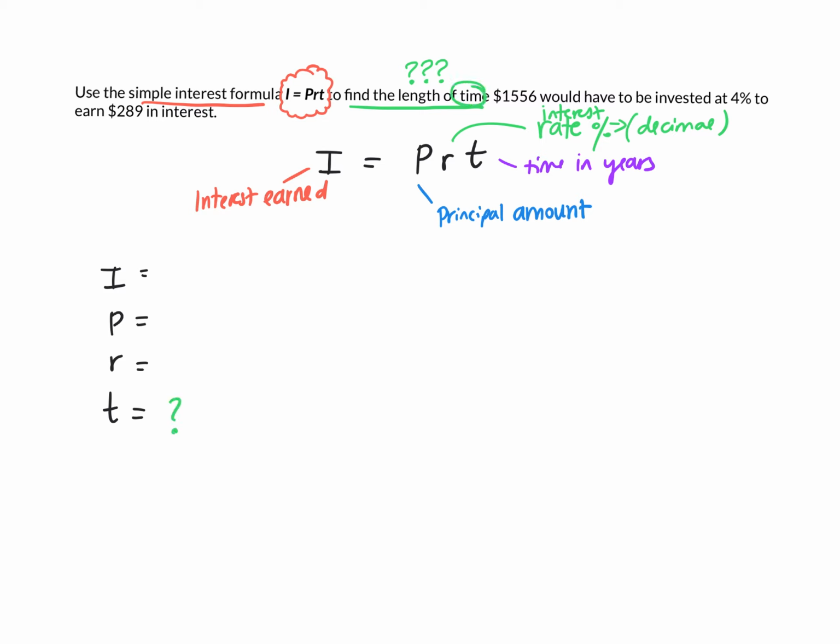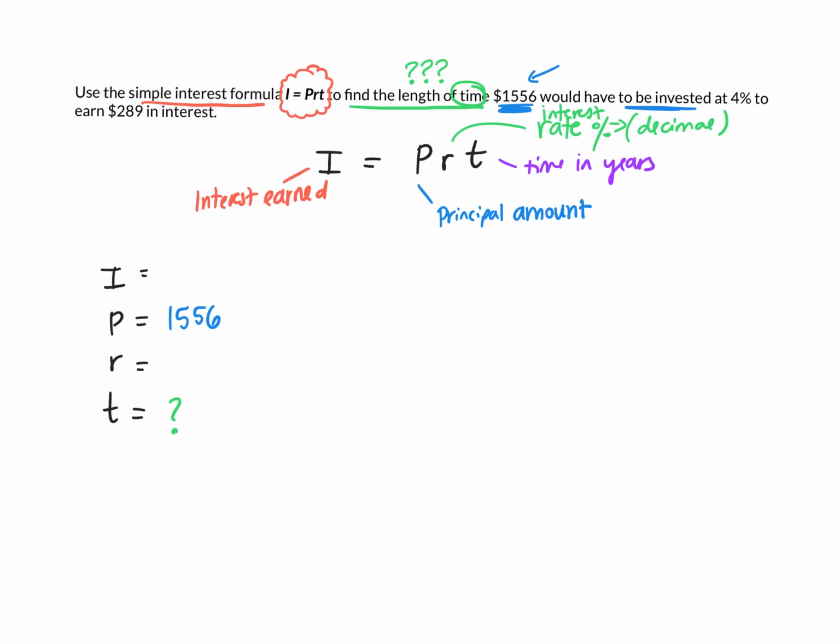Find the length of time that $1,556 would have to be invested. This is the amount of money we are investing. This is what we're starting with. So which variable would that be replaced with? That's right, the principal amount. This is the amount that is being invested. That is your principal amount.